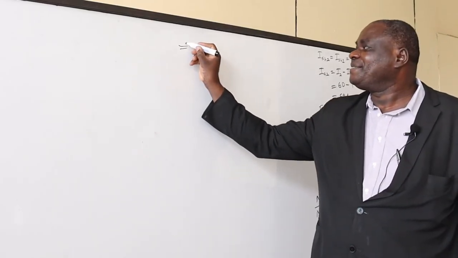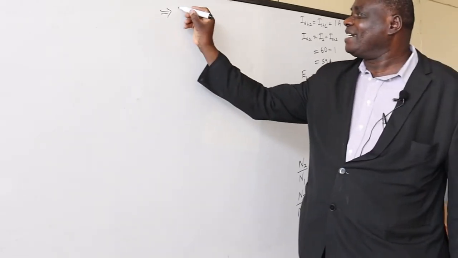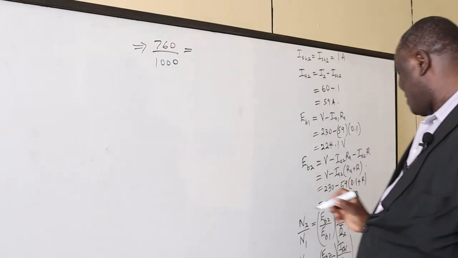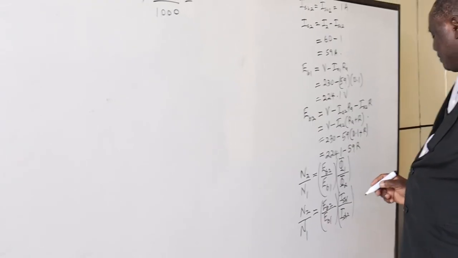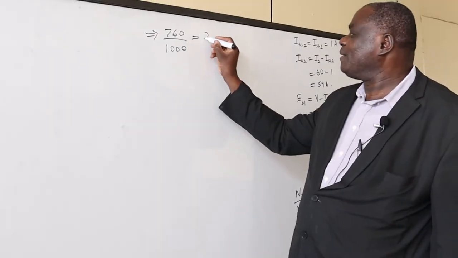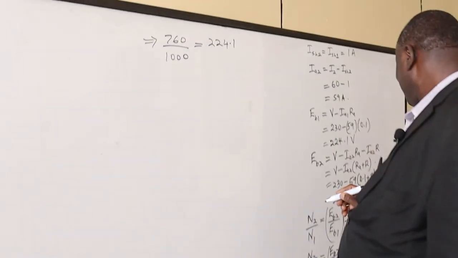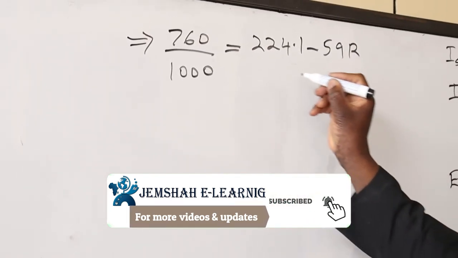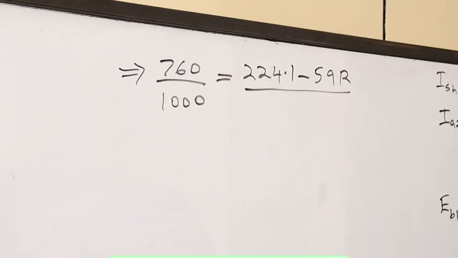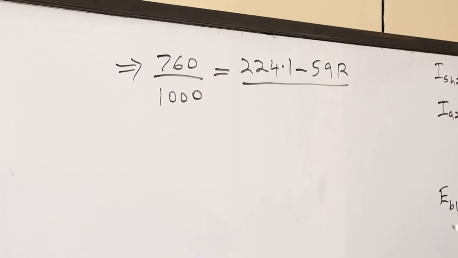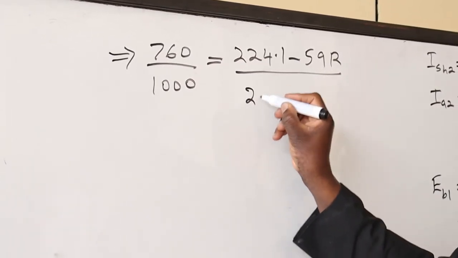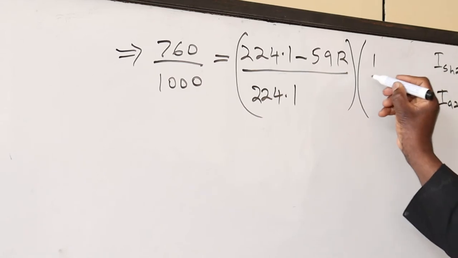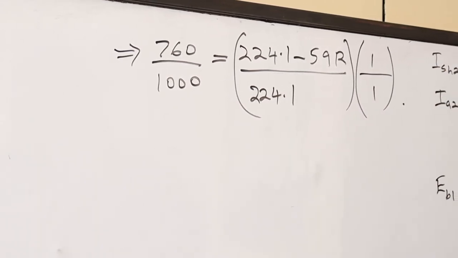So this implies our N2 was 760, our N1 was 1000, this is equal to EB2, 224.1 minus 59 R, all over EB1. What is EB1? EB1 is 224.1. Now multiplying I shunt 1, 1 amp, I shunt 2, 1 amp. So that is it.